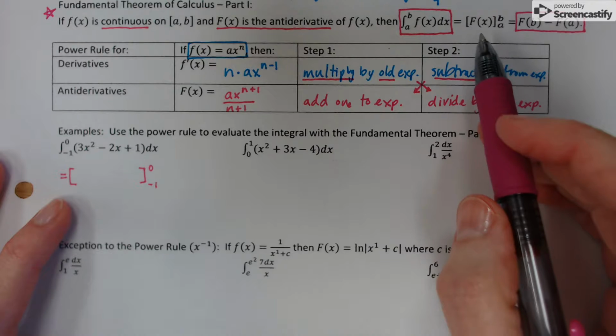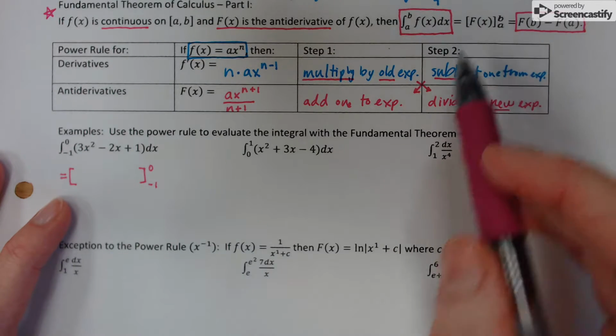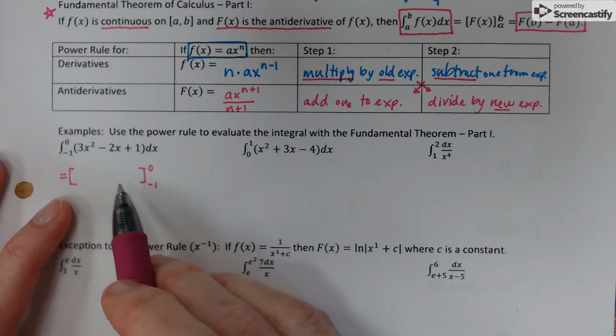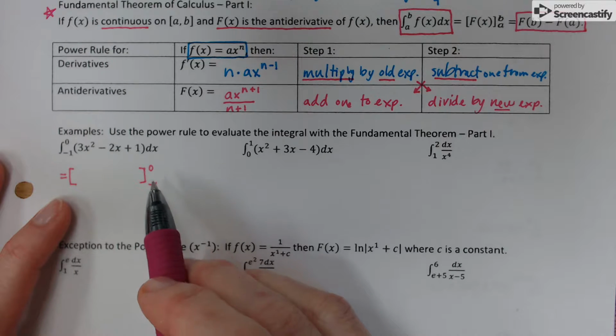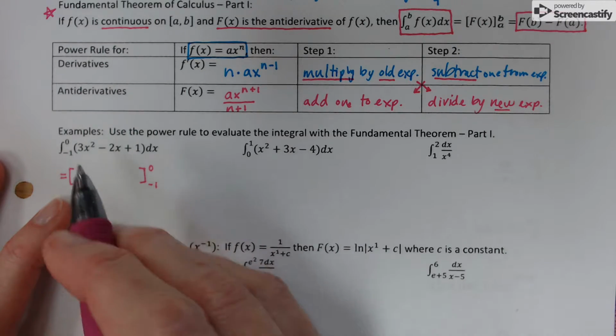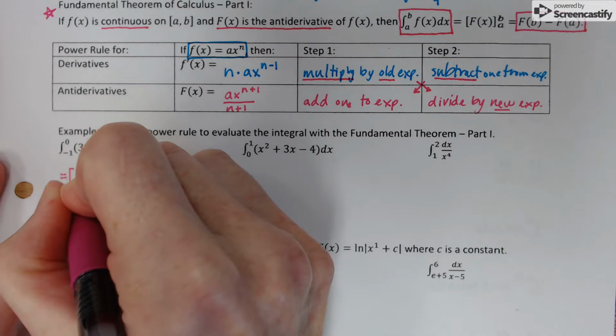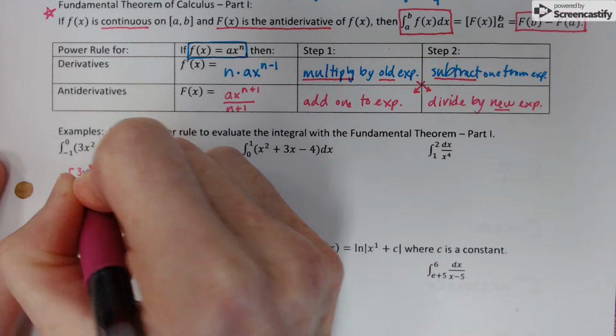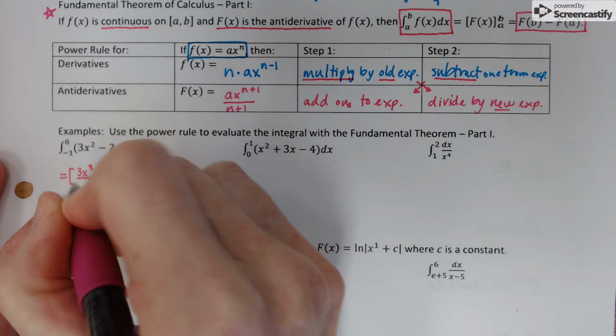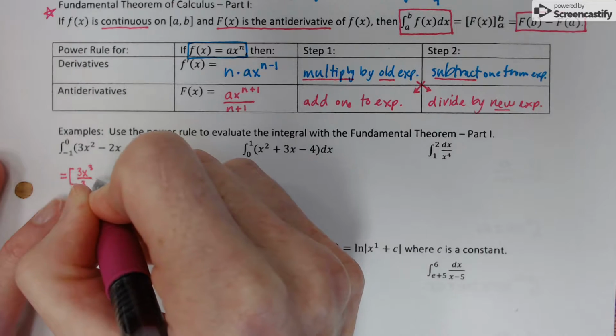You might have noticed up here that there is a set of square brackets, and that indicates that you are finding the antiderivative, and then you put the lower and upper limit on the right side to say that next you're going to evaluate at those limits. So using the power rule on 3x squared, we keep the 3x, we add 1 to the power, getting to the third power, and then you divide by that new power of 3.